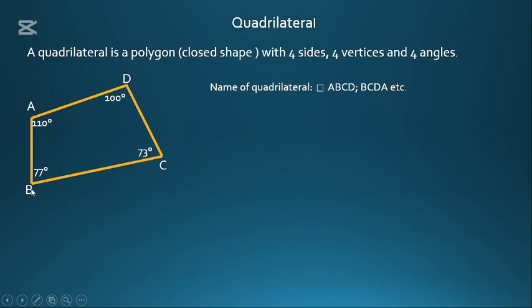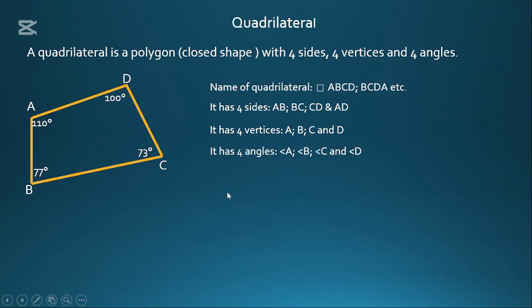You can also call it BCDA, CDAB, or DABC. Normally, we do it in alphabetical order, right? So, it has 4 sides, as you can see, AB, BC, CD, and DA. It has 4 vertices and 4 angles. Angle A, B, C, and D.